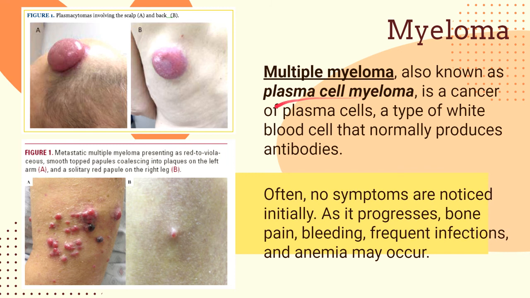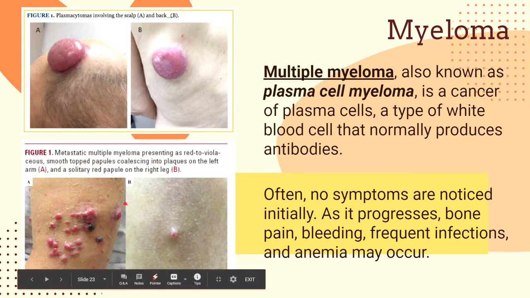Myeloma, also known as plasma cell myeloma, is the cancer of plasma cells, another type of blood cells. As you can see here, plasmacytomas. There's this growth on the scalp and then at the back of the patient. So here we have metastatic multiple myeloma. As you can see here, they are presenting as papules, these small structures found on the skin. Often, no symptoms are noticed as it progresses. It includes bone pain, bleeding, frequent infections, and anemia.